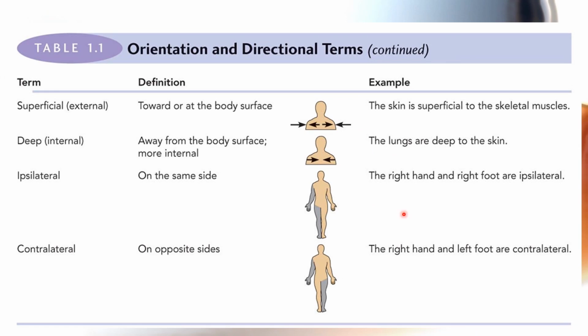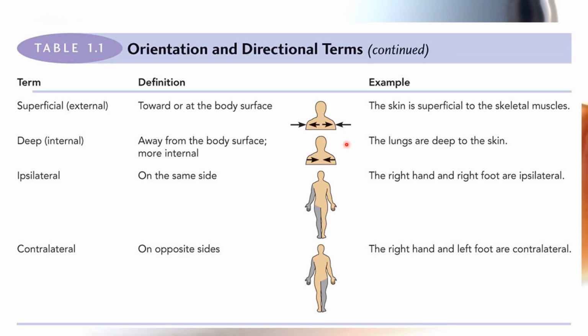Now these aren't quite as important for the directional terms, but they're good to have in mind. So superficial and deep are a little self-explanatory. Superficial means more on the body surface, whereas deep or internal means more inside the body. Okay? So such as the skin is superficial to the muscles, or the lungs are deep to the skin, right?